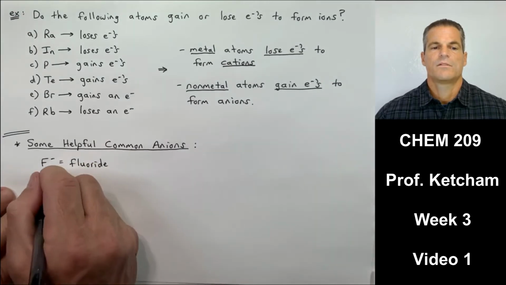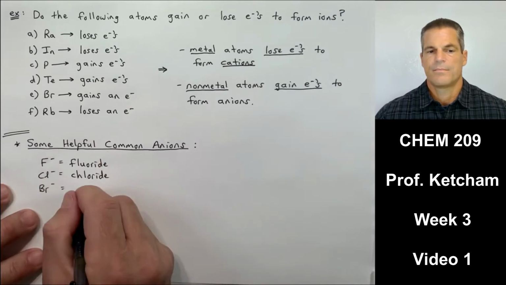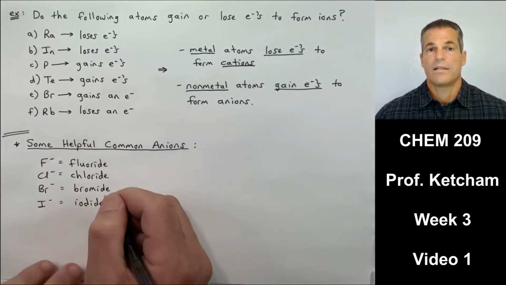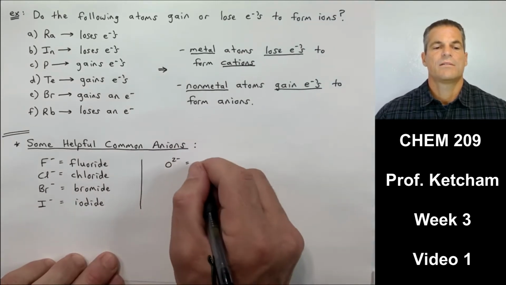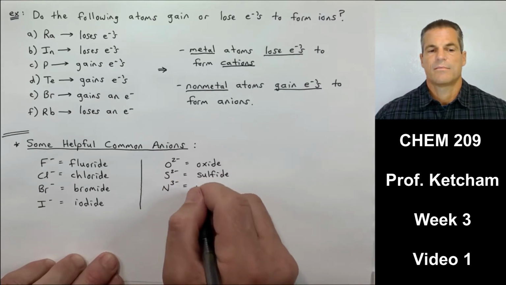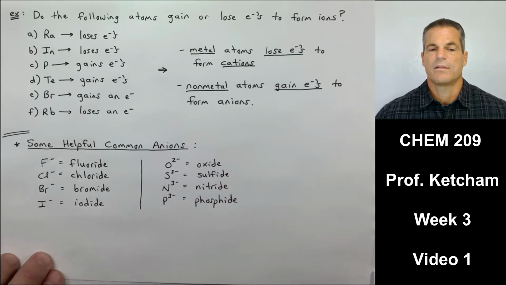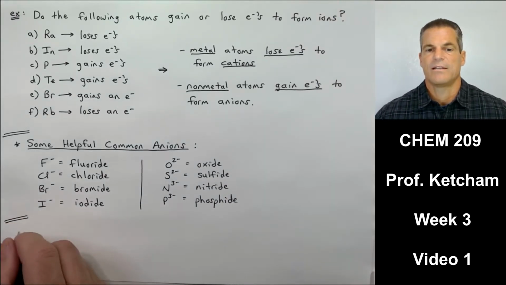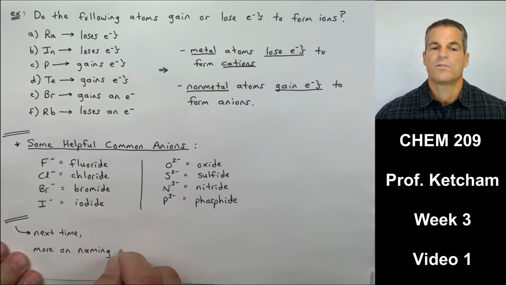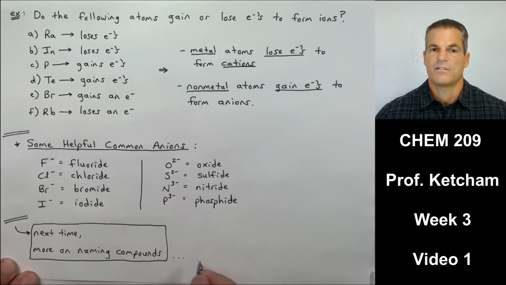Now, here are some helpful common anions that we see all the time. F- is fluoride, Cl- is chloride, Br- is bromide, I- is iodide. So those are the halogens, right? Group 17, they like to gain one electron as nonmetals to form anions. O2- is oxide, S2- is sulfide, and the last two there, N3- and P3-, are nitride and phosphide.